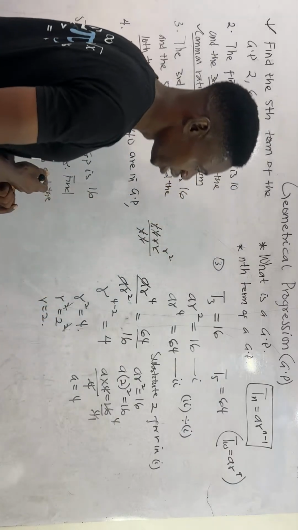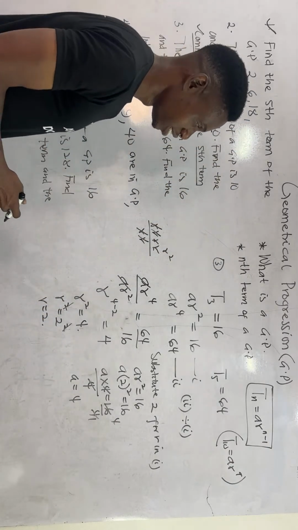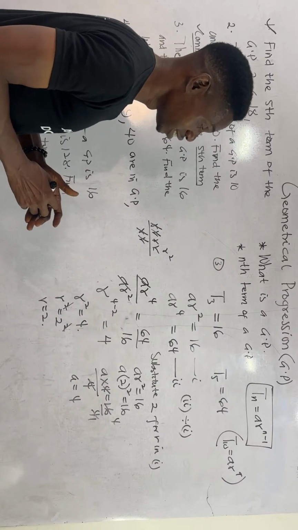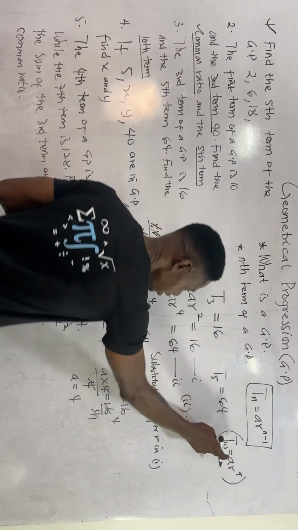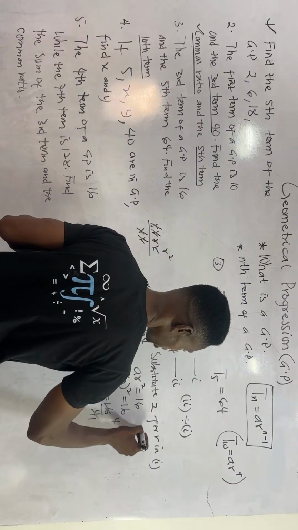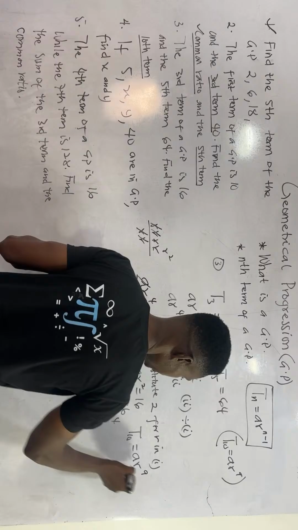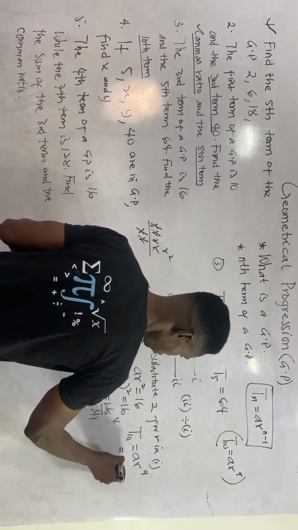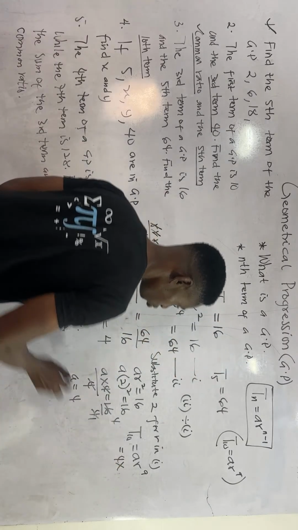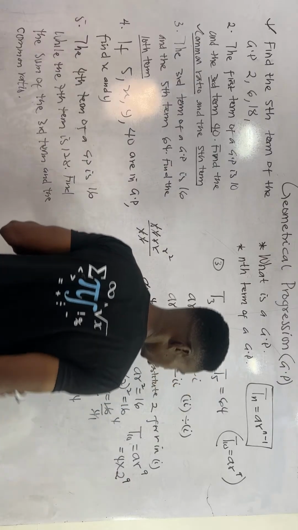Now we have A and R. We can easily get our 10th term, right? So our T10, hope you can see the board clearly. Our T10 is what? AR^9. So which is what? A is 4 multiplied by 2 raised to the power 9.